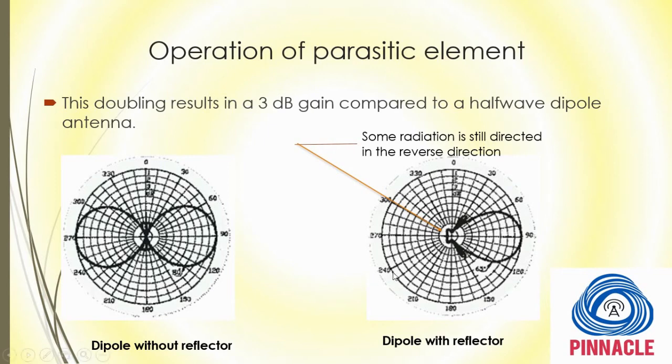In the second figure, the dipole antenna with reflector radiation pattern is shown. After adding the reflector, practically, it has a side lobe, front lobe and principal lobe. This is the front lobe and principal lobe, and these are the back lobe, these are the side lobe as shown in figure. If you observe this radiation pattern, maximum power is in the principal lobe. So this doubling results in a 3 dB gain compared to a half-wave dipole antenna.